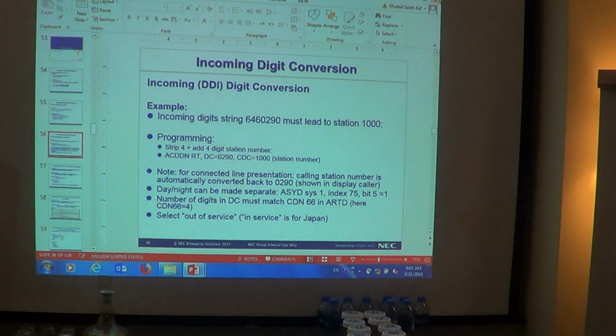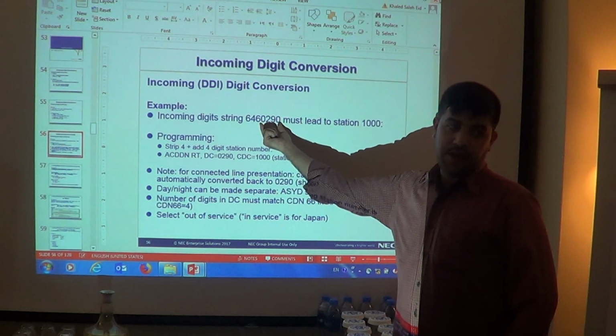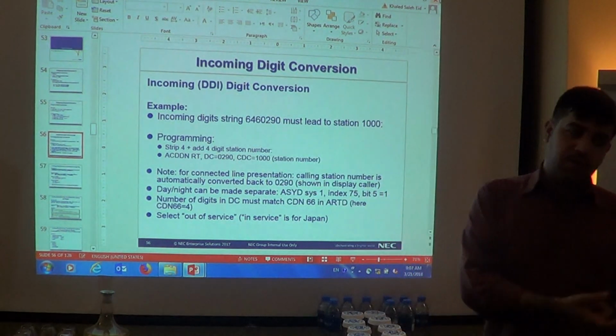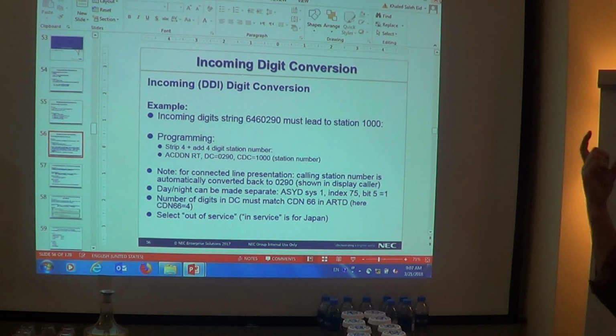Any question? These numbers are divided by the right-hand side. When we are skipping the prefix, you change the last 4 digits, which the carrier told us you are able to manipulate. These 4 digits, 0290, I want to terminate this DID number to my station number, which is 1000. And how about the other extensions?